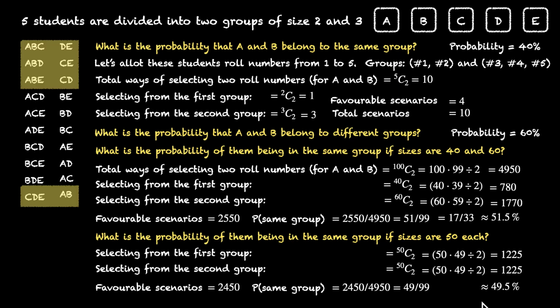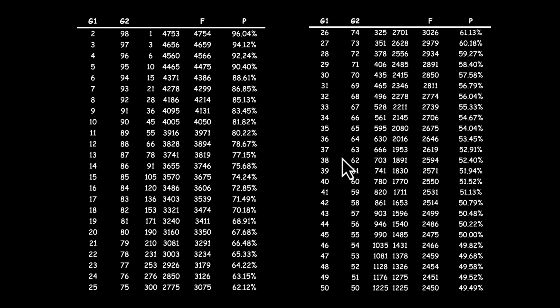Now this is approximately 50%, but this is not exactly 50%. And when I looked at these values, I had a hunch that there's some ordering between 40 and 60 and 50 and 50 for which this probability is exactly 50%. And this is where I couldn't stop myself. So I figured out the probabilities for all possible group sizes, from group size 98 and 2 to 50-50. You can pause the video and observe the probabilities. Okay, let's do this together.